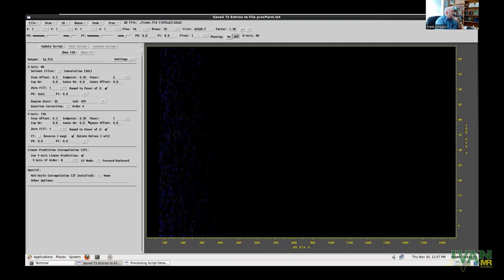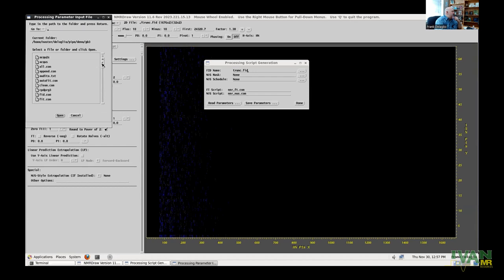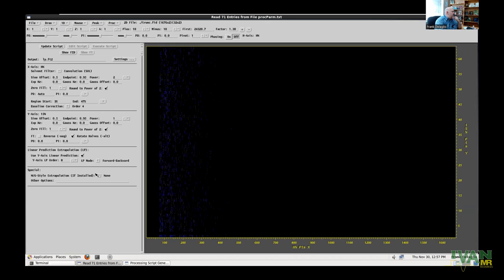And next time we start NMRDraw, we can start it and have it read these parameters, either from the command line or inside here. So I'll start NMRPipe again, and under settings, I'll read that set of parameters that we just saved previously. And now we see P0 is set back to auto. We have this rotate halves Fourier transform option checked, and we have the linear prediction option checked. Okay, does that answer the question?